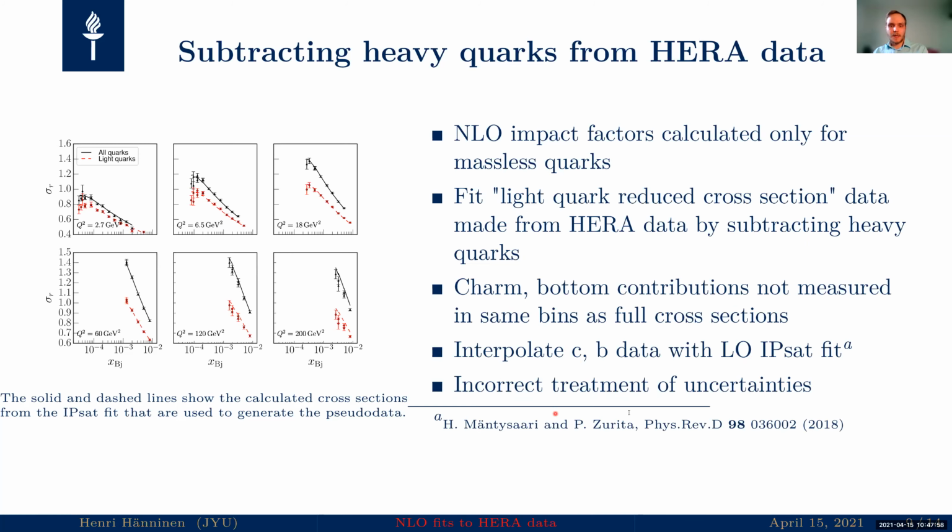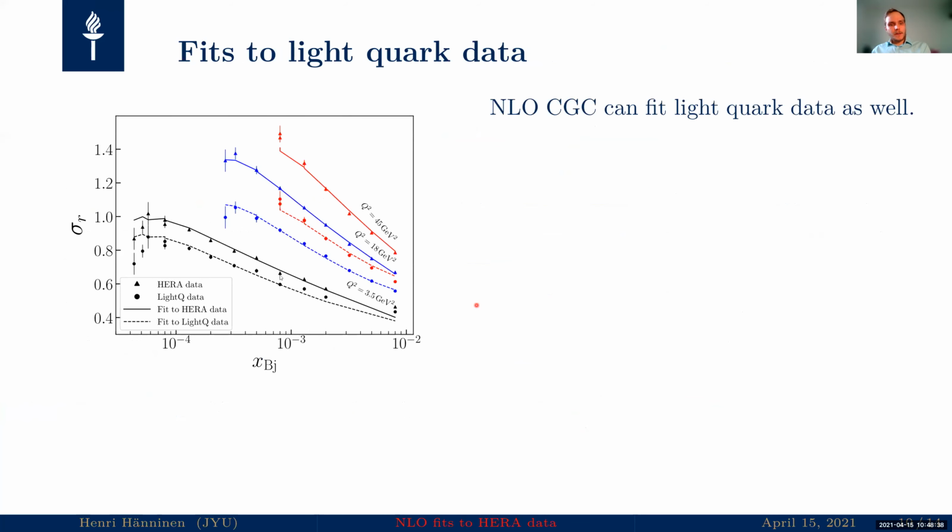And since this is somewhat of a quick look at the phenomenology, we leave the original HERA data uncertainties unmodified, since the accurate handling of the correlated uncertainties between these data sets should be done by the experimentalists. So we expect that this incorrect treatment mostly affects the chi-squared values of these light quark data fits, and not so much the parameterizations that are found, which are the interesting bit here for the phenomenological comparison between the data sets. So here's a fit to the light quark data and a sister fit to the HERA data. So same BK and same running coupling, two fits. And as you can see, the next to leading order setup can fit this light quark data as well.